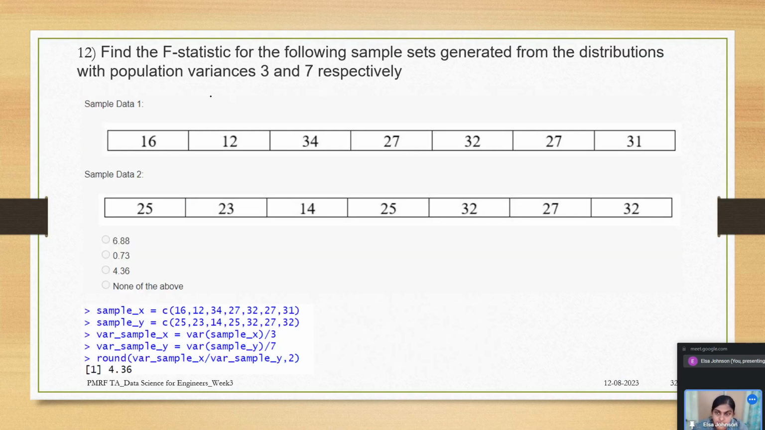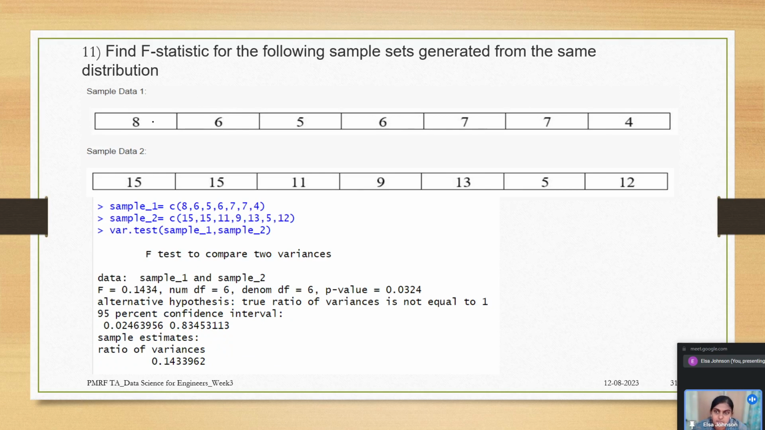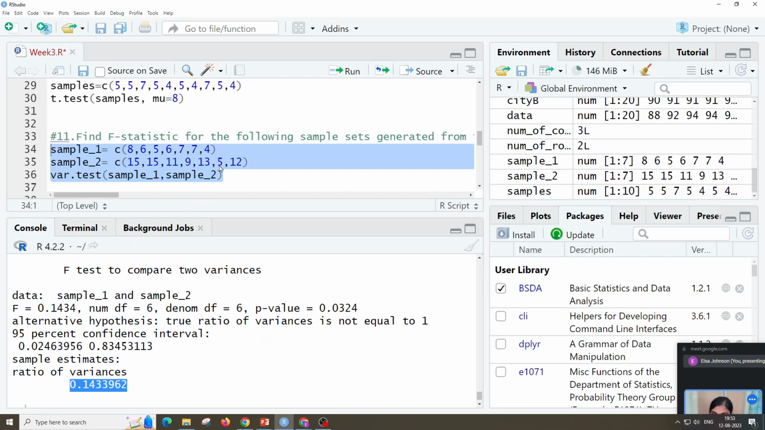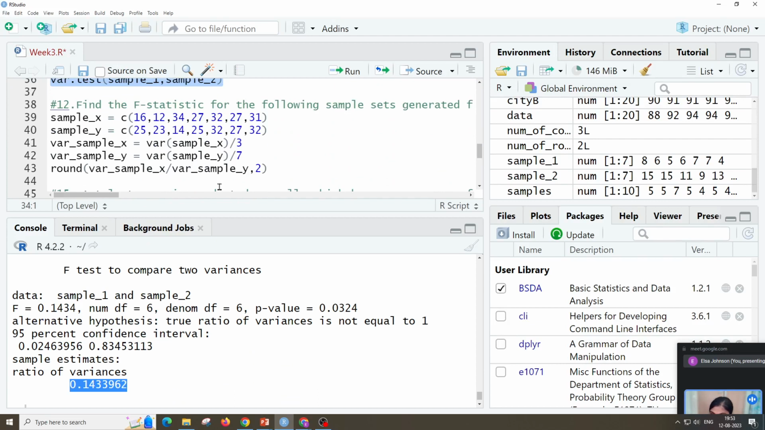Next one, the same thing. Here the sample is given; in the next one, the sample is also given with the population variances. In that case, you have to input the two variances for sample X as well as sample Y, and I'll be mentioning the variances also. The variance of sample X you have to give like this. Then I will give a round off. Just I'll run this particular thing.